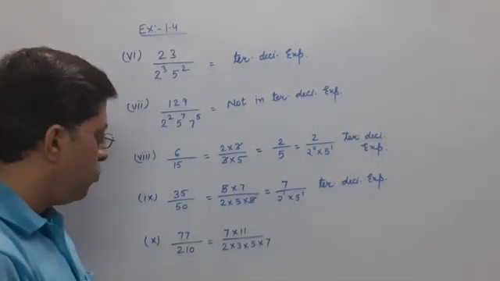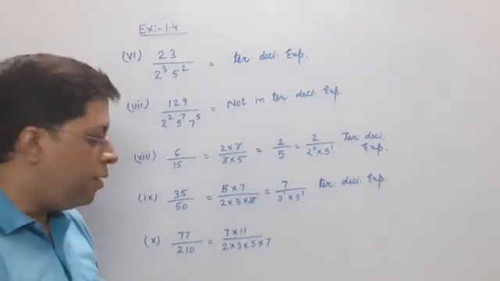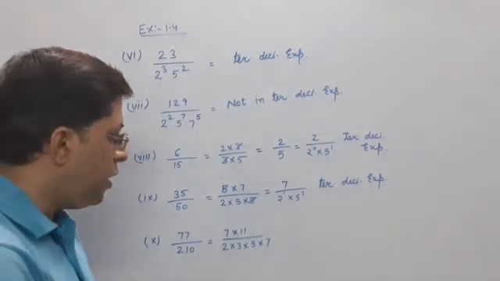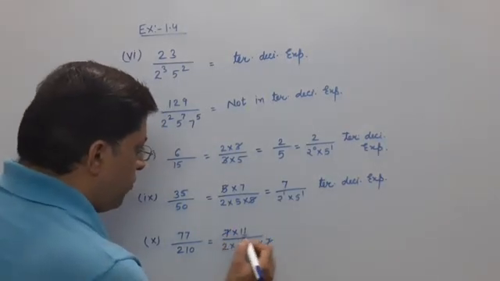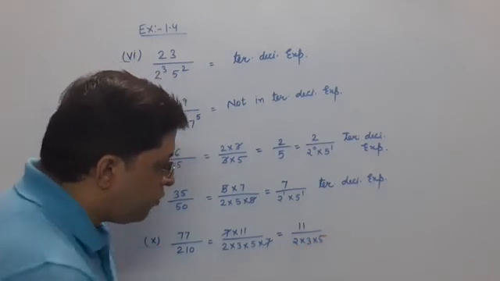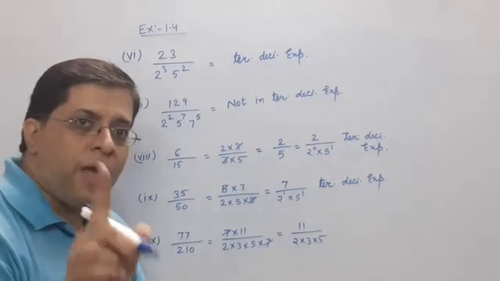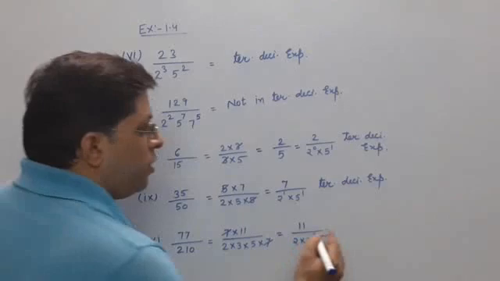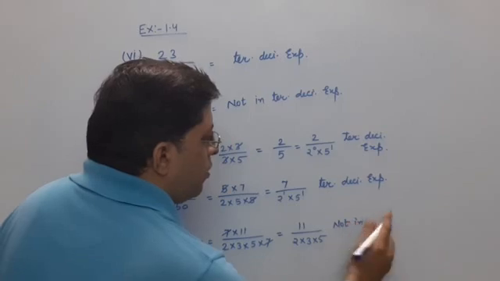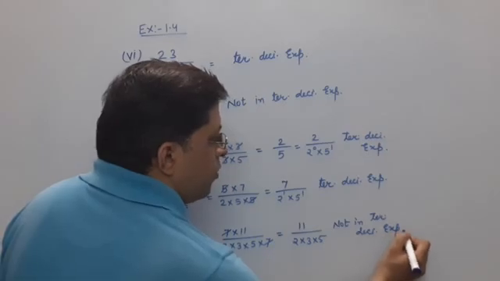77 upon 210. Prime factors of 77 are 7 into 11, and prime factors of 210 are 2 into 3 into 5 into 7. Okay, then you can cut 7 by 7. What is coming? 11 upon 2 into 3 into 5. Just you see, the denominator is not in the form of 2 power m into 5 power n. So it is not in terminating decimal expansion.